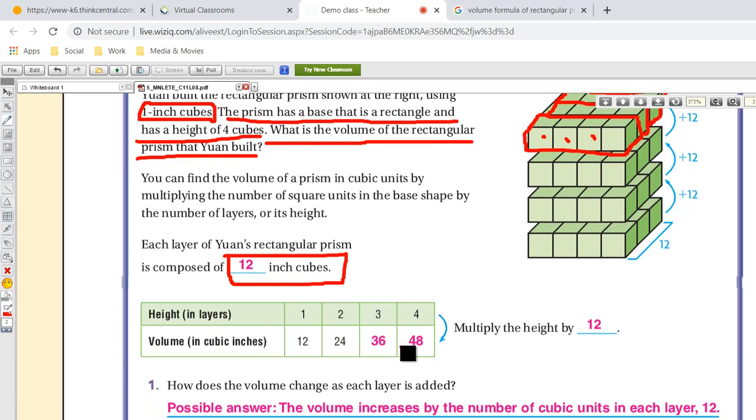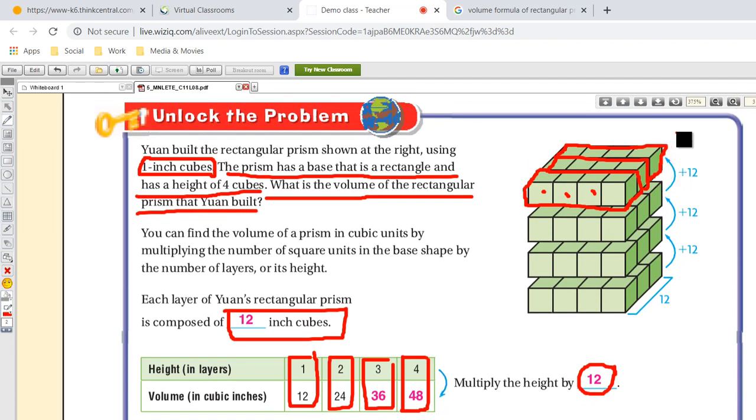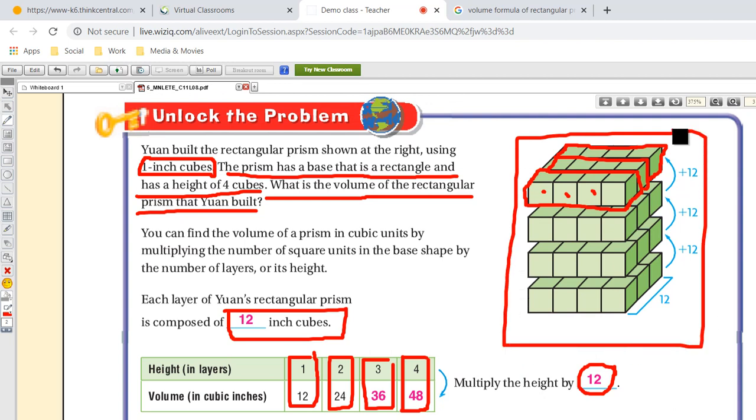Okay, so if you want to get the volume of the whole prism, you have to add the number of cubic units in each layer. So if we have just one layer, it equals 12 cubic units. If we put 2 layers above each other, we have 24. So we are going to multiply the number of layers by 12 to get the volume of the whole rectangular prism. So we have here 3 multiplied by 12 equals 36, and finally 4 multiplied by 12 equals 48, because this rectangular prism consists of 4 layers. Each layer equals 12 cubic units. So if we add them together, we get 48 in total.